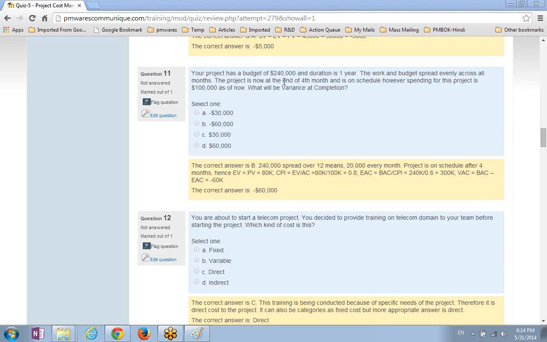The project has a budget of $240,000 and duration is 1 year. Work and budget is spread evenly across all months. The project is now at the end of 4th month and is on schedule. However, spending for this project is 100,000 as of now. What will be the variance at completion? So it is asking for EAC.